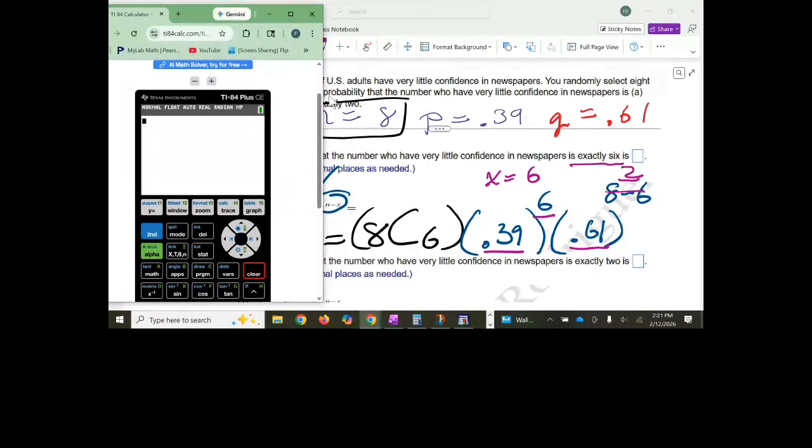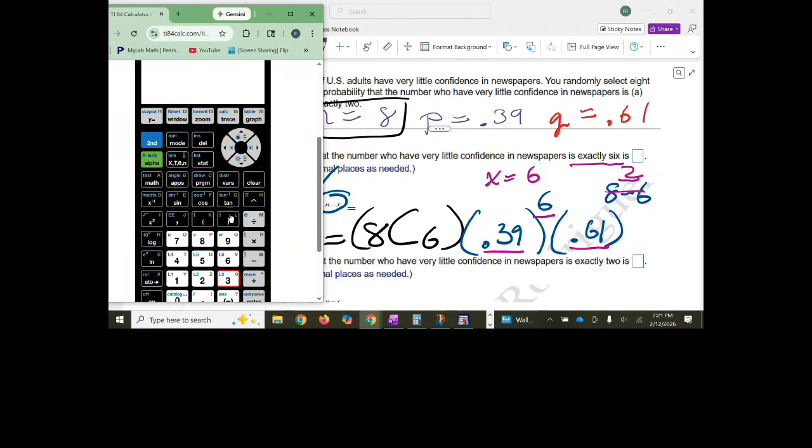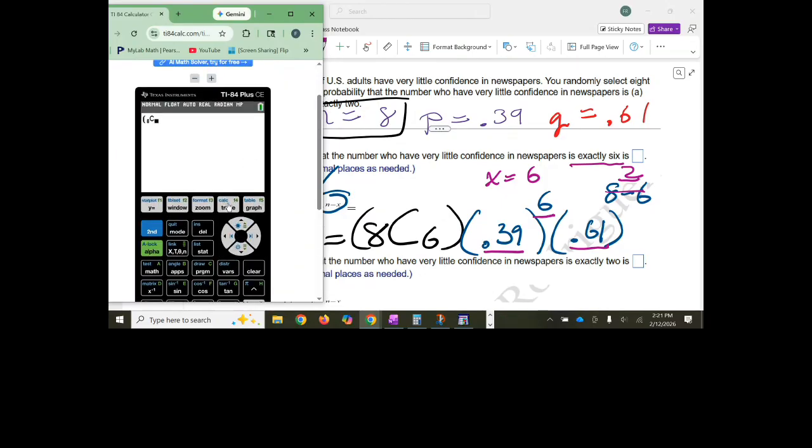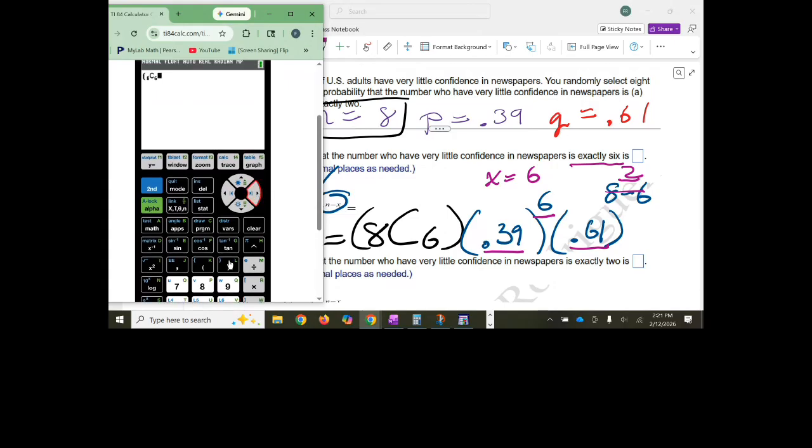So look, y'all, I'm going to drop some parentheses. I'm going to go 8 math. We're going to come back to our probability. We're going to do number 3. We're choosing 6. Sorry, I'm trying to keep everything on the same page so you can see it.